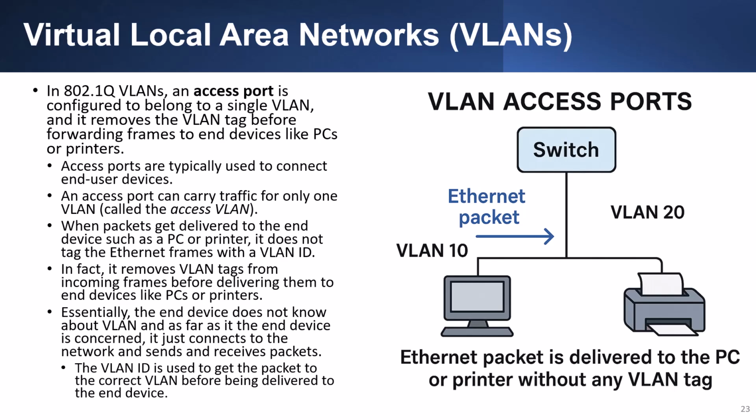When packets get delivered to the end device, such as a PC or printer, it does not tag the Ethernet frames with a VLAN ID. In fact, it removes VLAN tags from incoming frames before delivering them to end devices like PCs or printers. Essentially, the end device does not know about VLANs, and as far as the end device is concerned, it just connects to the network and sends and receives packets. The VLAN ID is used to get the packets to the correct VLAN before being delivered to the end device.